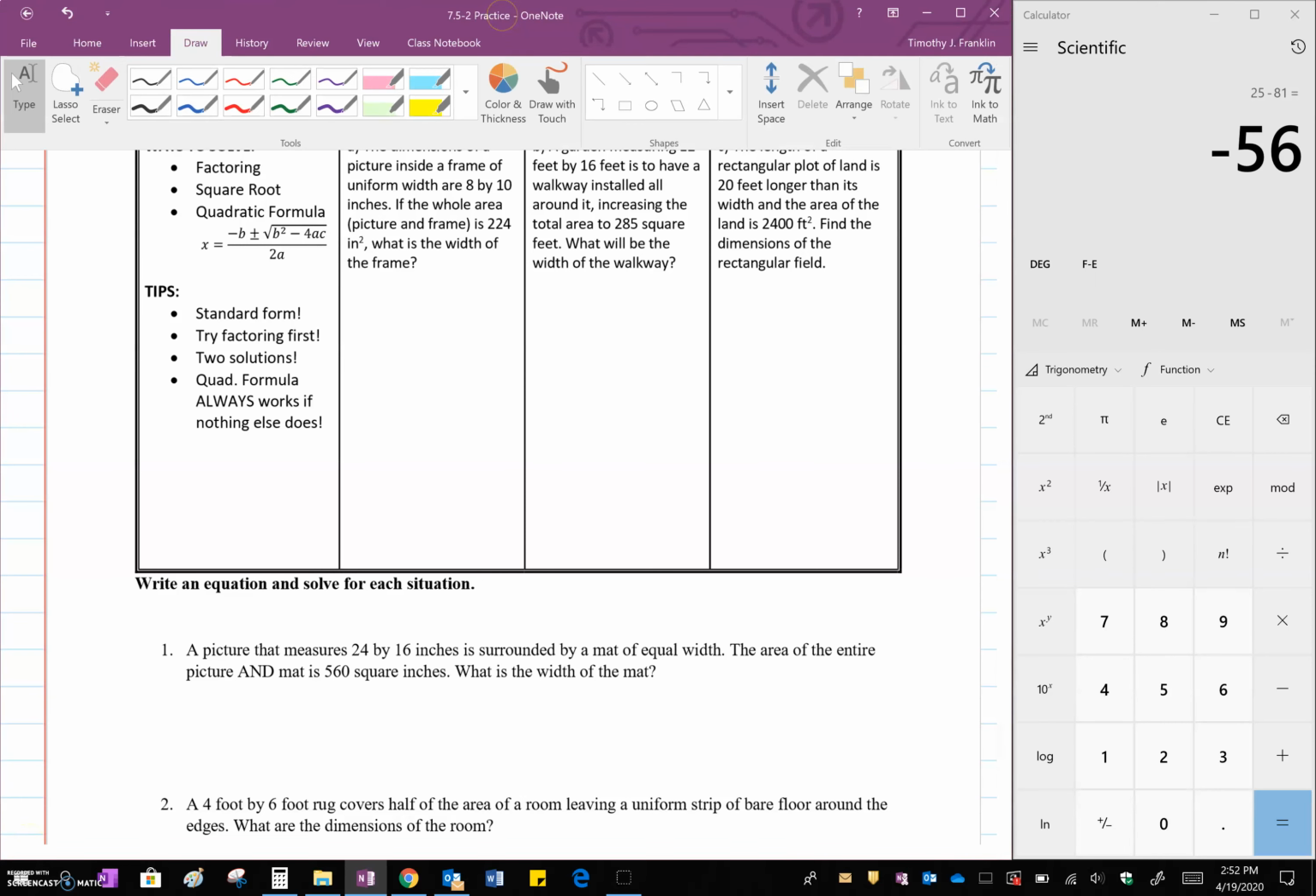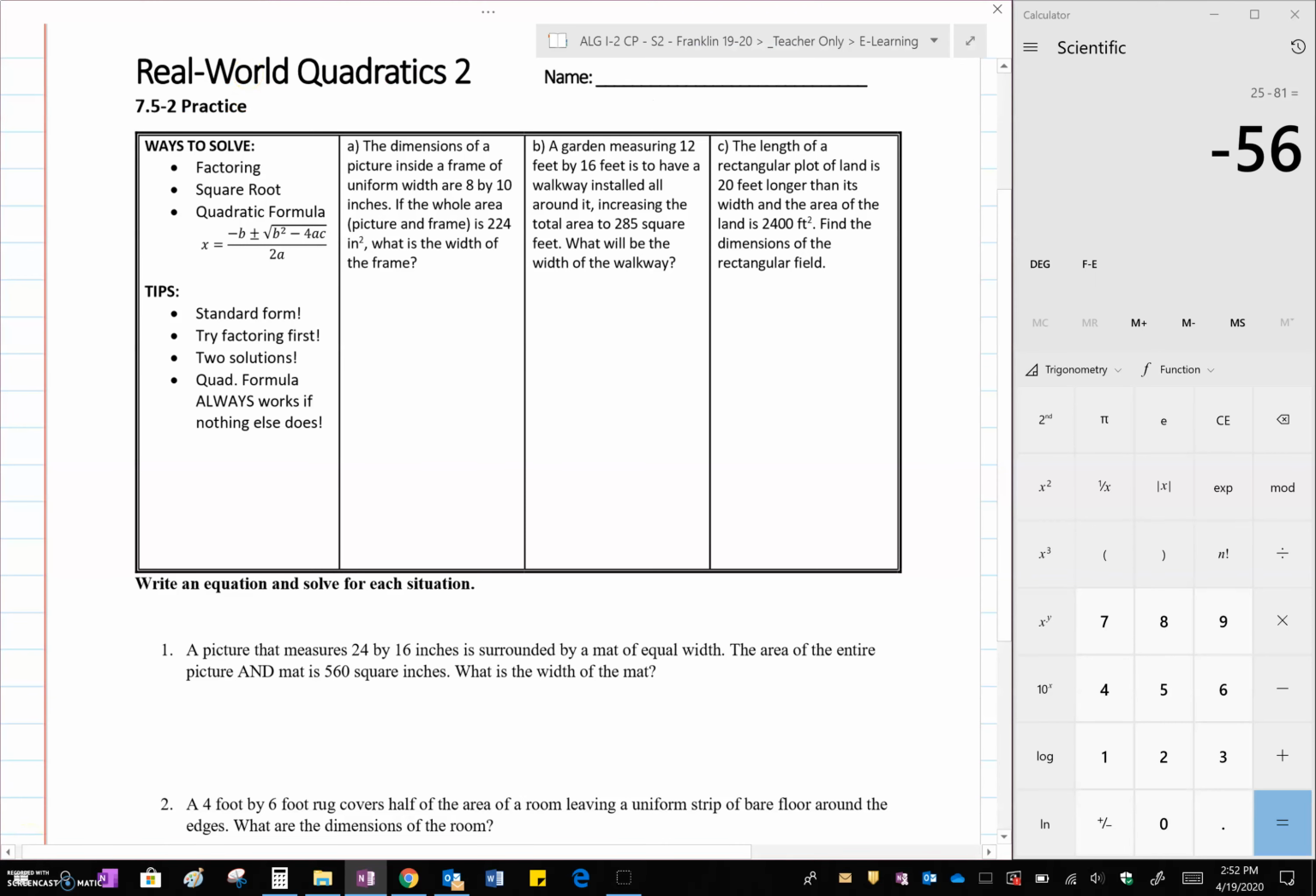Okay, it's time for round 2 of real-world quadratics. Same information here. 3 ways to solve, although we'll usually do factoring or quadratic formula. Especially for real-world examples, typically you'll have whole number answers, so factoring is usually a good way to solve those. But if the numbers are too big and you don't feel like it, quadratic formula always works. Square root, sometimes you'll see those, but for the examples we're doing, it's usually factoring and quadratic formula.